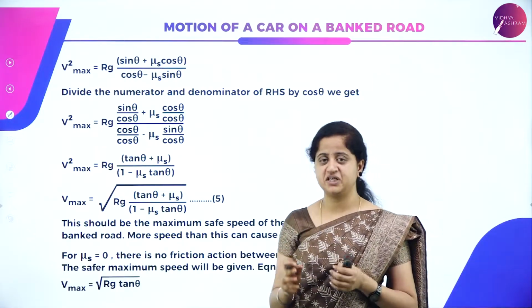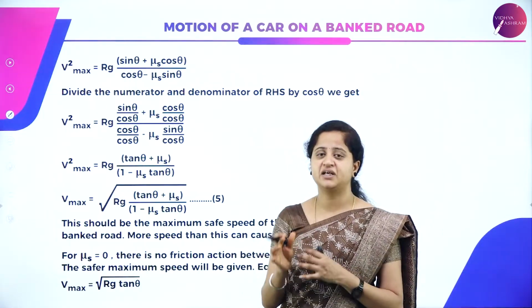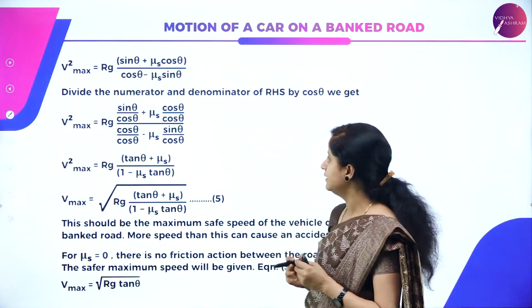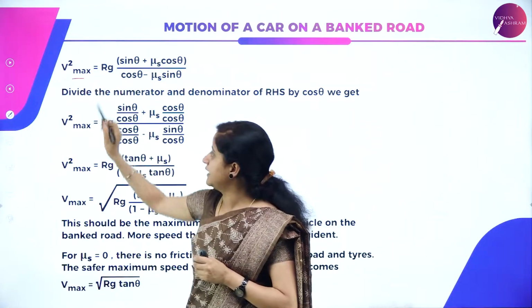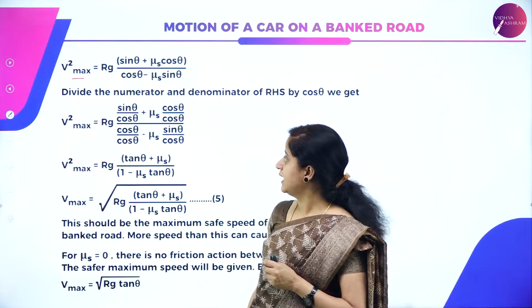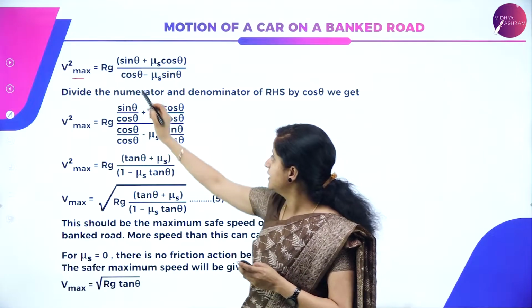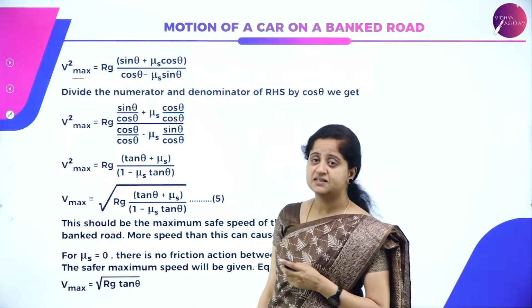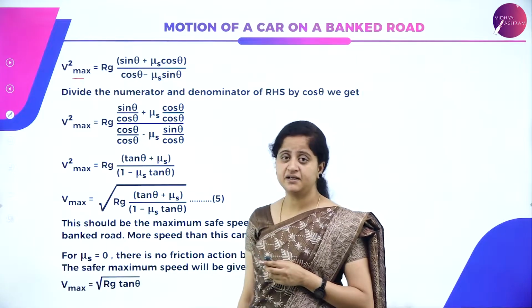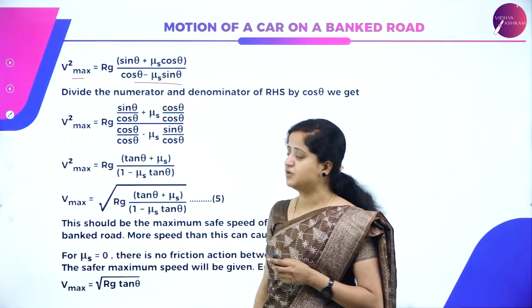So in further simplification, we can retain the term of v and rearrange the other terms to get the expression. We are now retaining v square max on one side and bringing all the other terms to the other side. So we get rg into (sin theta plus mu s cos theta) divided by (cos theta minus mu s sin theta).